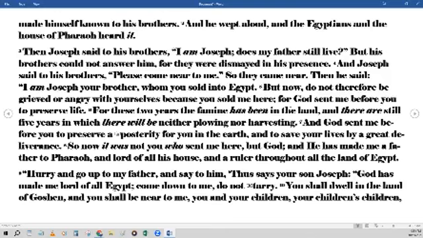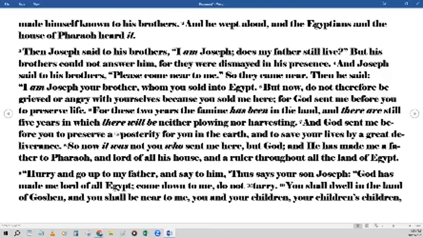Then Joseph said to his brothers, I am Joseph. Does my father still live? But his brothers could not answer him, for they were dismayed at his presence. And Joseph said to his brothers, please come near to me. So they came near. Then he said, I am Joseph, your brother, whom you sold into Egypt.